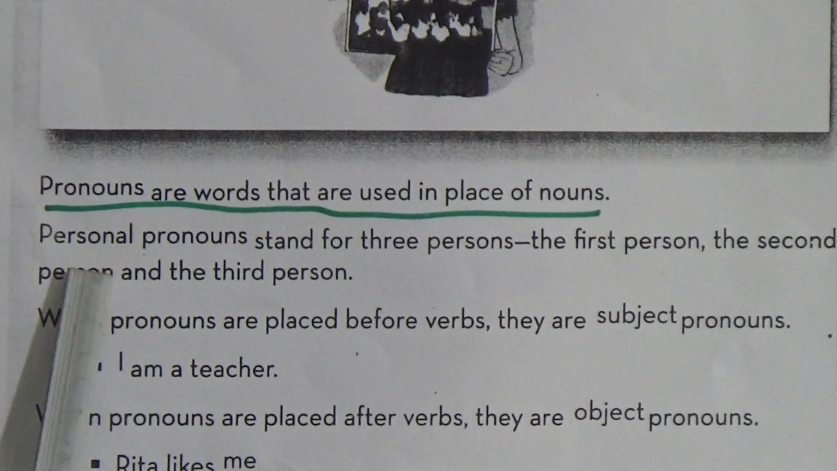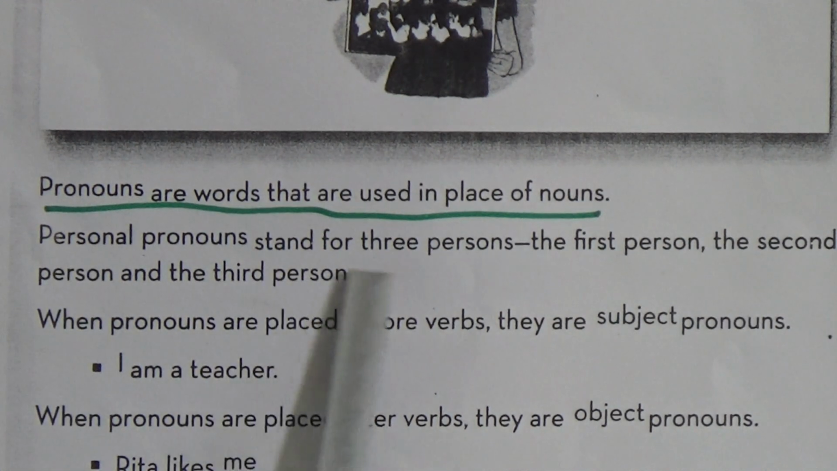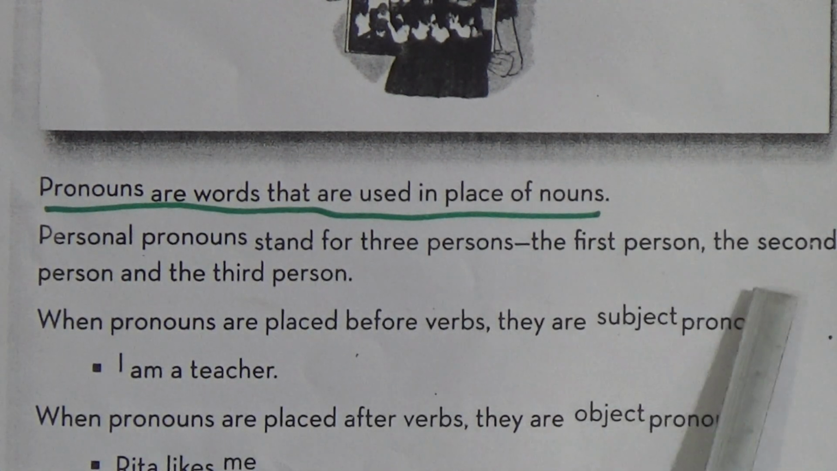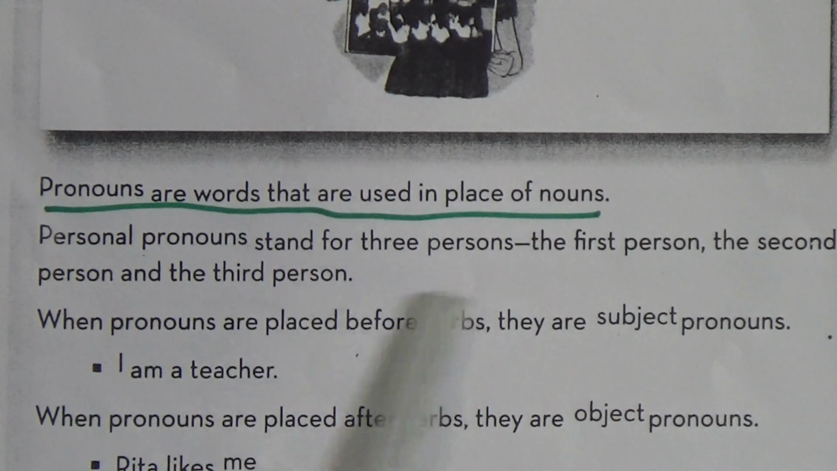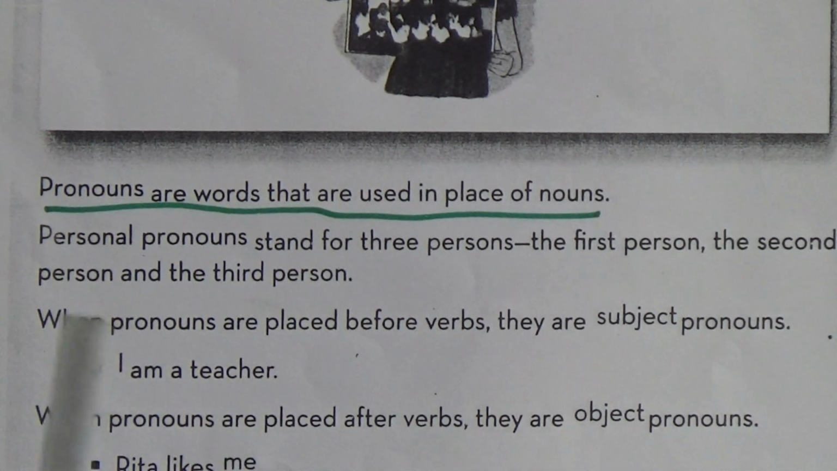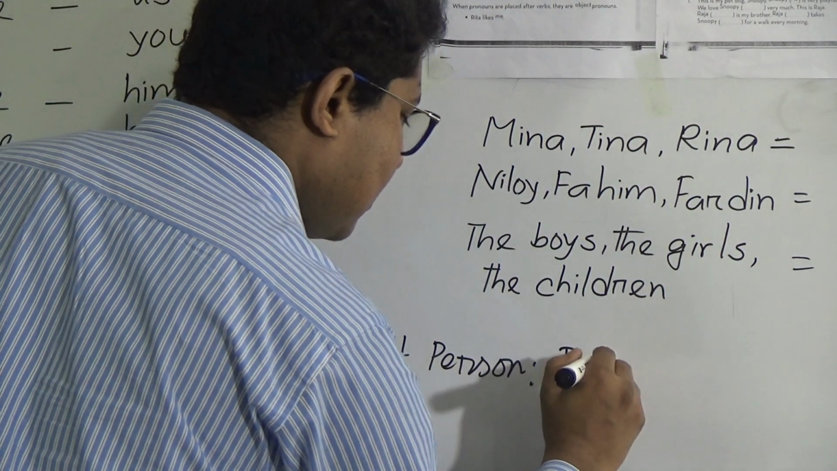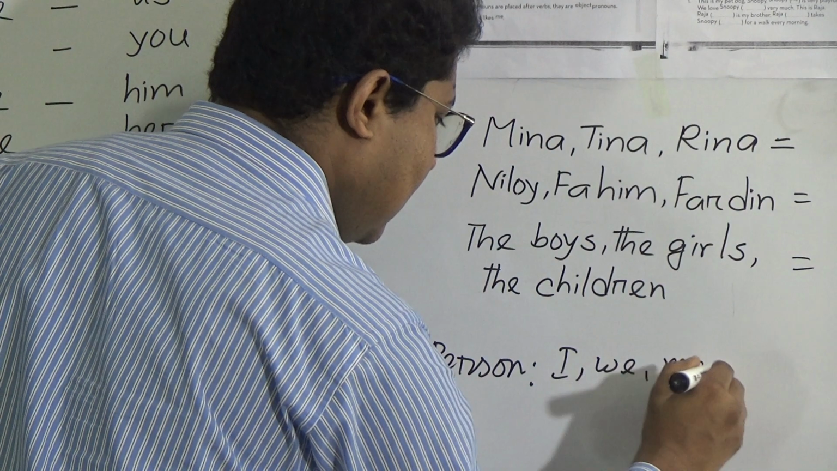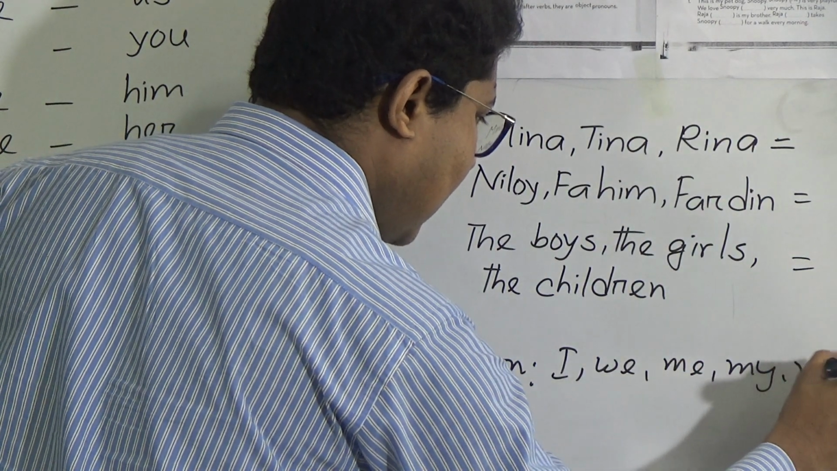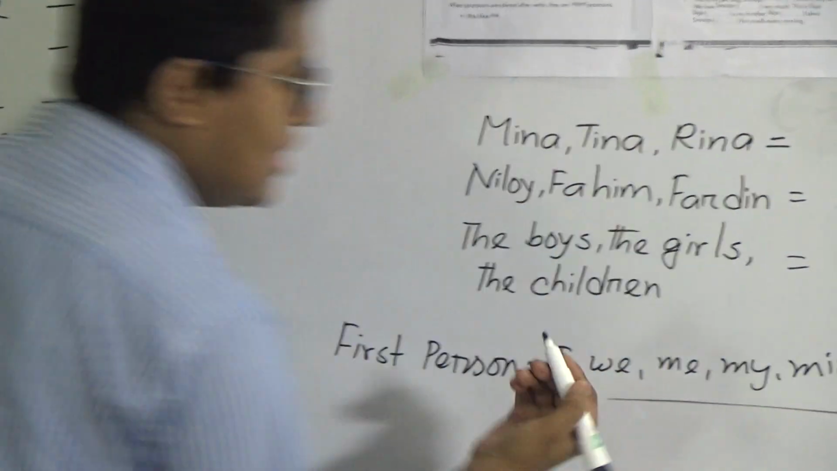So pronouns are actually 8 types. The first one is personal pronoun. Personal pronouns stand for 3 persons: the first person, the second person, and the third person. So what are the first person? I, we, me, my, mine. Okay, let me write here. What are the first person? I, we, me, my, mine, our, ours. So these are the first person.